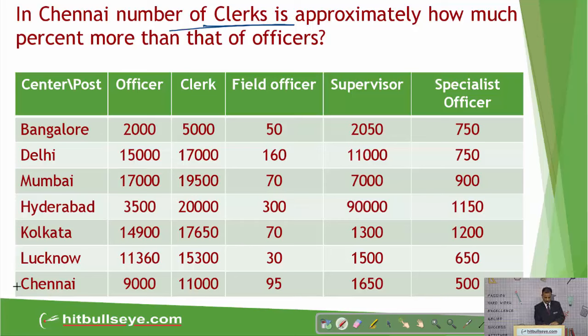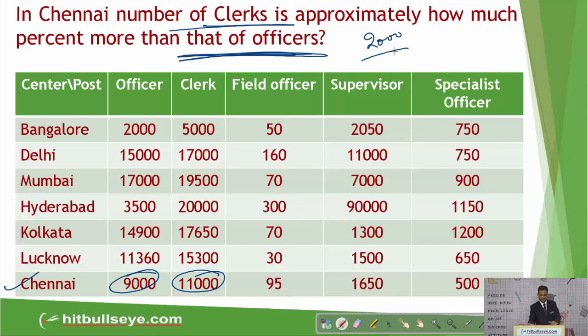Chennai. Now Chennai is here. Number of clerks are 11,000, more than that of officers. Officers are 9,000. So you can see clerks are 2,000 more, because 11,000 minus 9,000 will be 2,000, and you have to see in the base what we have to take. He is asking comparison about more than that of officers. Comparison is with officers, students.